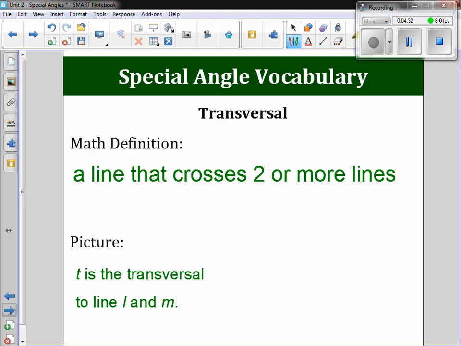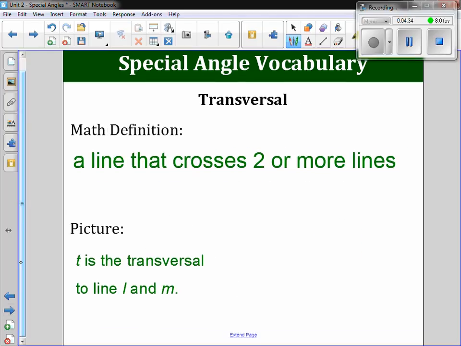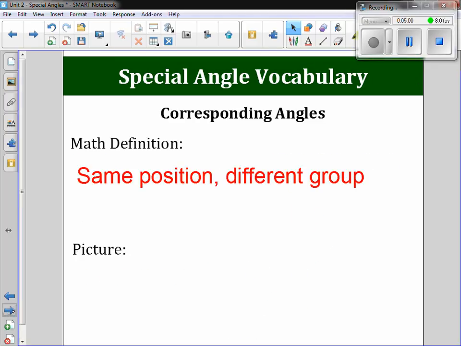A transversal, by definition, is a line that crosses two or more lines. In the picture, T is a transversal of line L and line M. Here is line L. Here is line M. A transversal, T, would be the one that crosses through both of them.